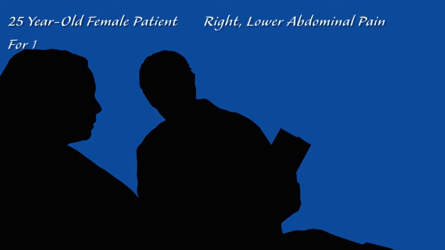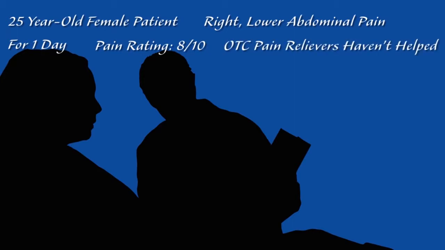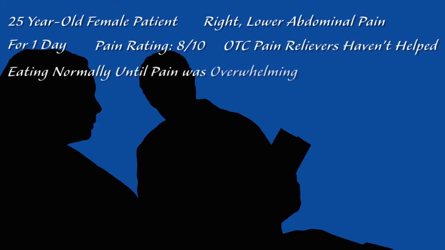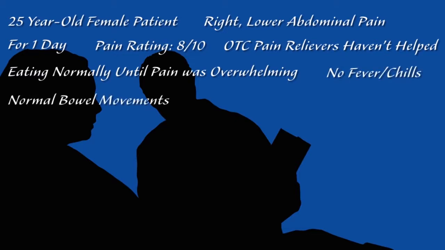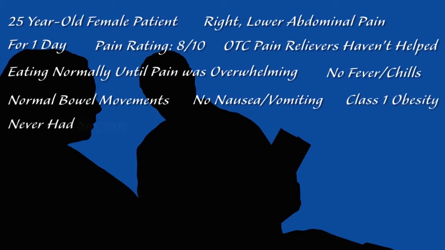Now we'll run through a quick example so that you can see how efficiently this can be used. Let's say your junior resident gives you the following presentation. A 25-year-old woman presents to the emergency room with right lower abdominal pain of 1 day's duration, currently 8 out of 10. Tylenol and Motrin have not helped. She's been eating normally until the pain became overwhelming, has no fever or chills, and has had a normal bowel movement this morning with no nausea or vomiting. She's healthy with no medical conditions other than class 1 obesity and has never had surgery. She's never been pregnant that she knows of.